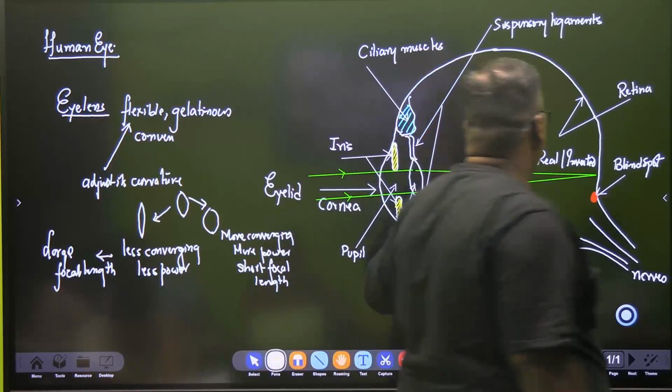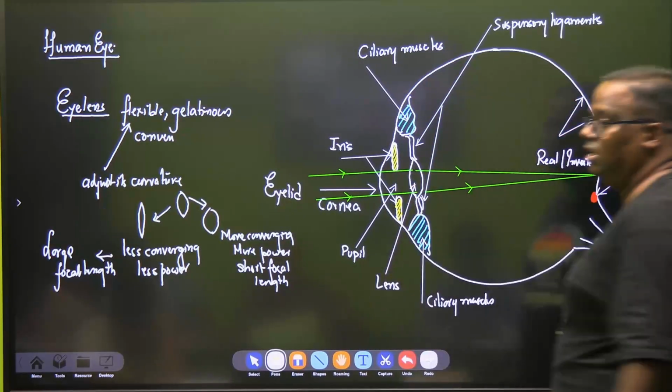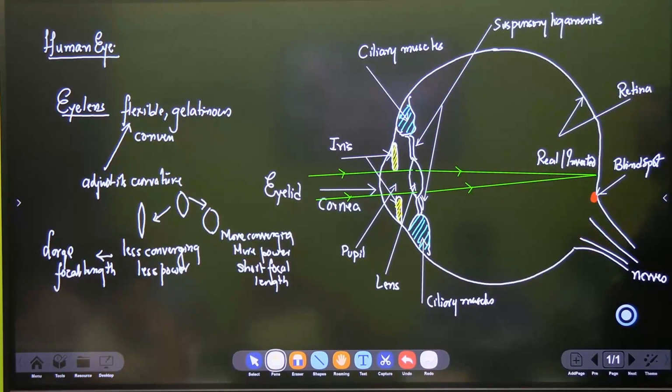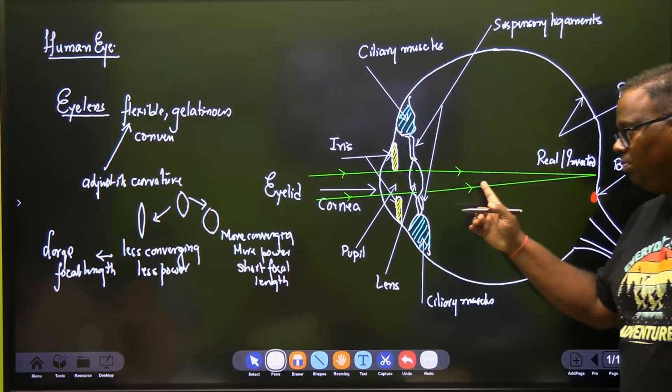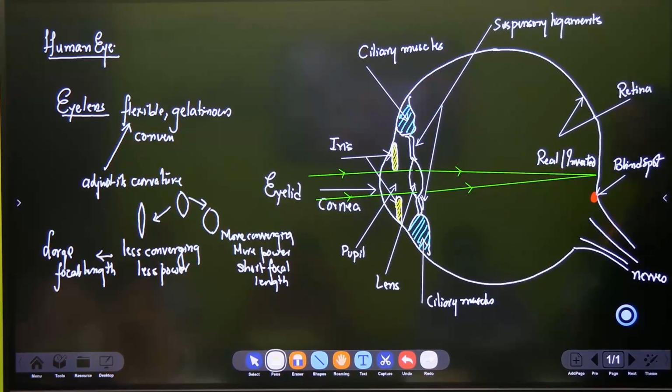If these rays converge before the retina, then you will not have clear vision. And if these rays converge beyond the retina, then also you will not have clear vision. Vision of what? Of the object that you are trying to see. Say I'm trying to see something which my friend is able to see but I am not able to see. That means either the convergence is happening before the retina, or the convergence is happening beyond the retina.